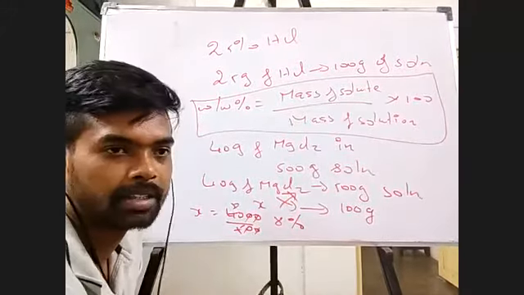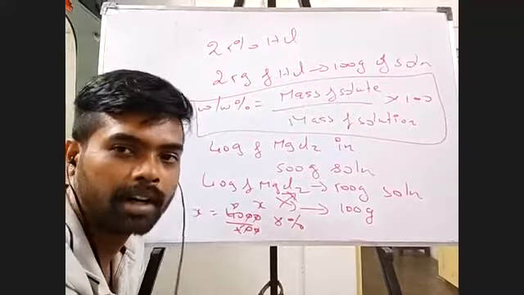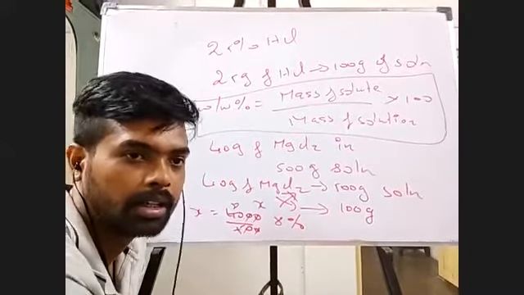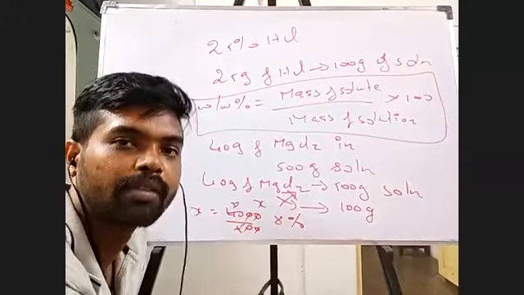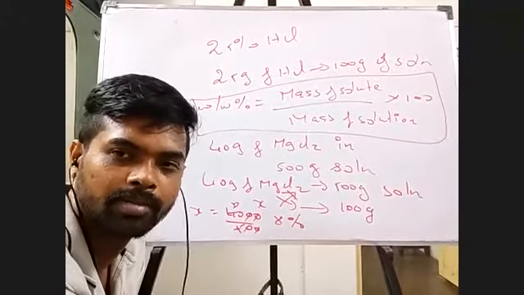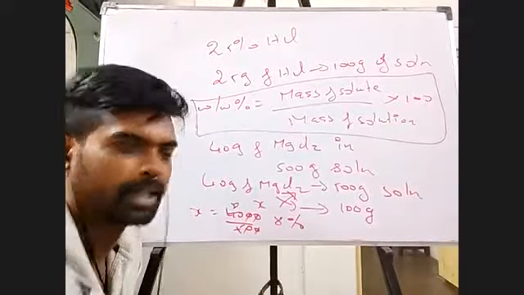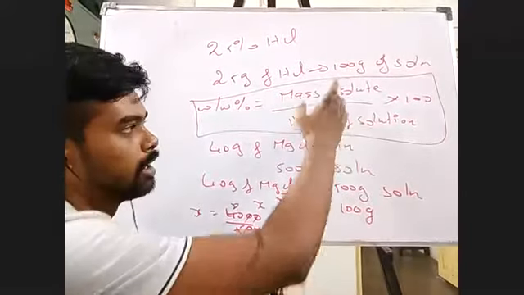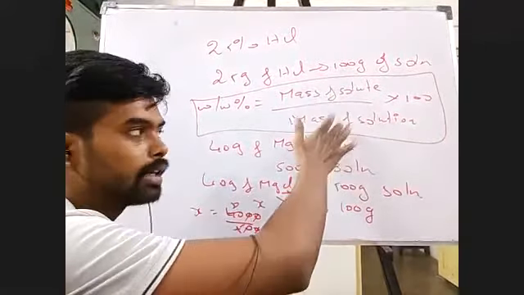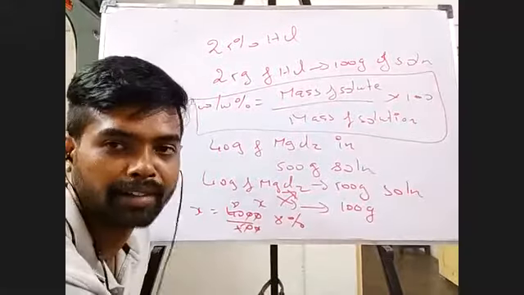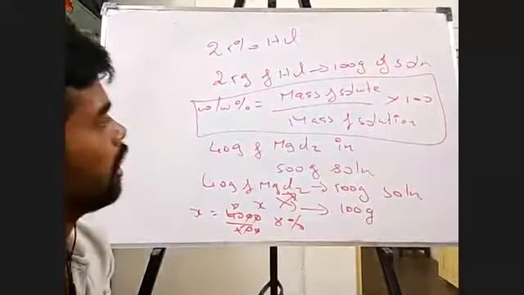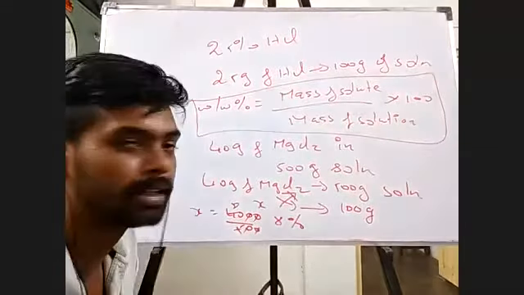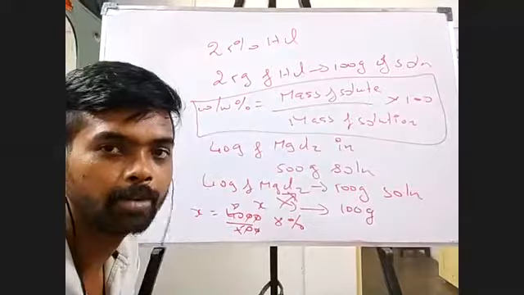It's like this. Say out of 200 you scored 150. Out of 200 you scored 150. So what is your percentage? 75%. Same way. How did I do it? 150 divided by 200 into 100. You'll get 75. Understood? Okay. So this is for mass by mass percentage or W by W percentage.